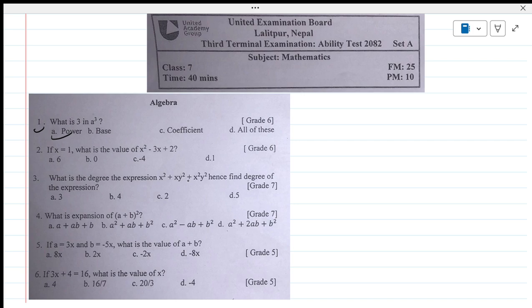And in number 2, if x equals 1, what is the value of x square minus 3x plus 2? So you should check. You keep 1 in place of x, so 1 square minus 3 into 1 plus 2. 1 square is 1, 3 into 1 is 3, plus 2. Then 1 and 2 get added, you get 3, and 3 minus 3 is 0. So 0 is the answer for this. So the option is this one.